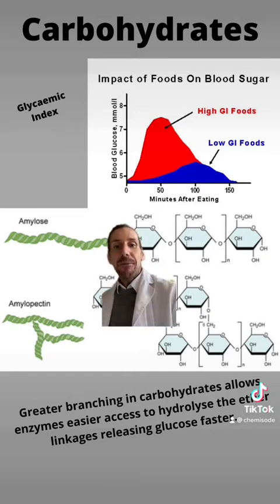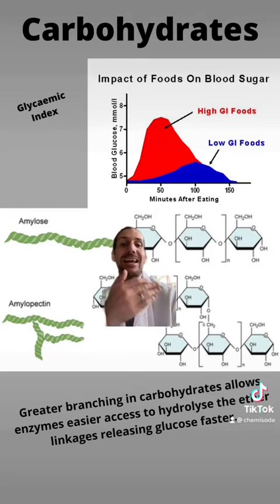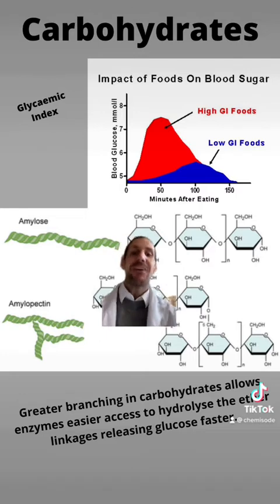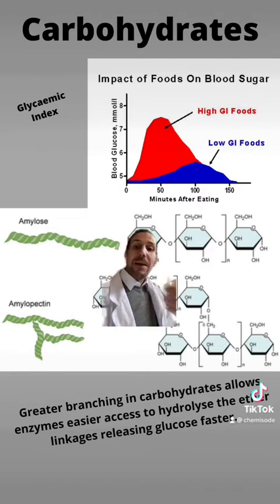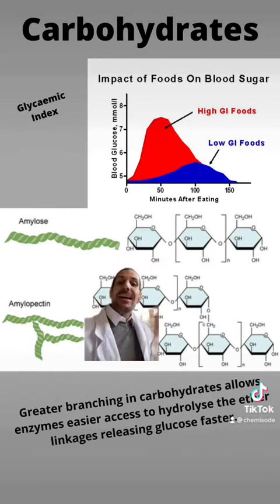The branching of amylopectin means that these ether linkages are more susceptible to hydrolysis, and they allow for easier access of our water to break them up. What that means is amylopectin increases the glycemic index because it makes the glucose more readily available to our bloodstream.